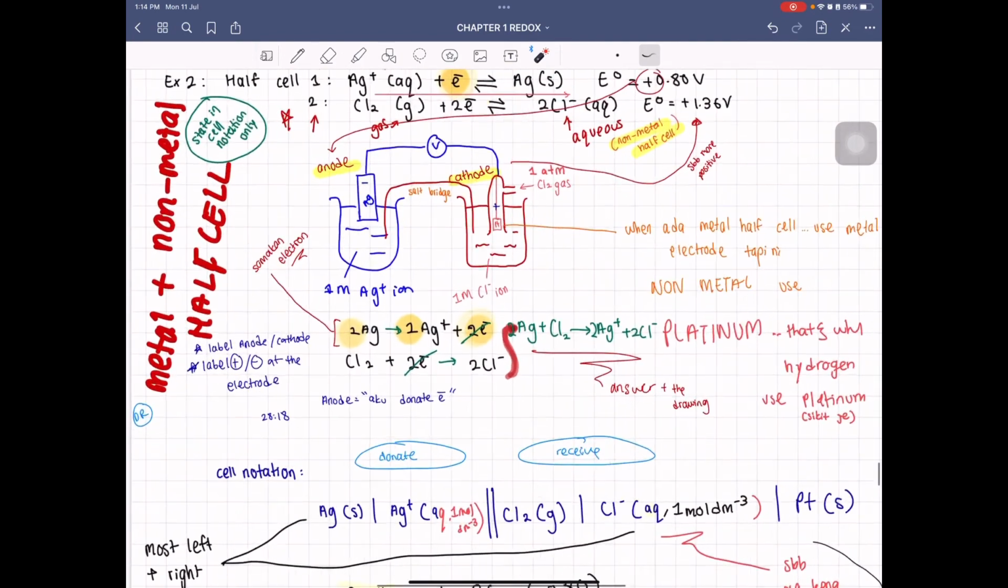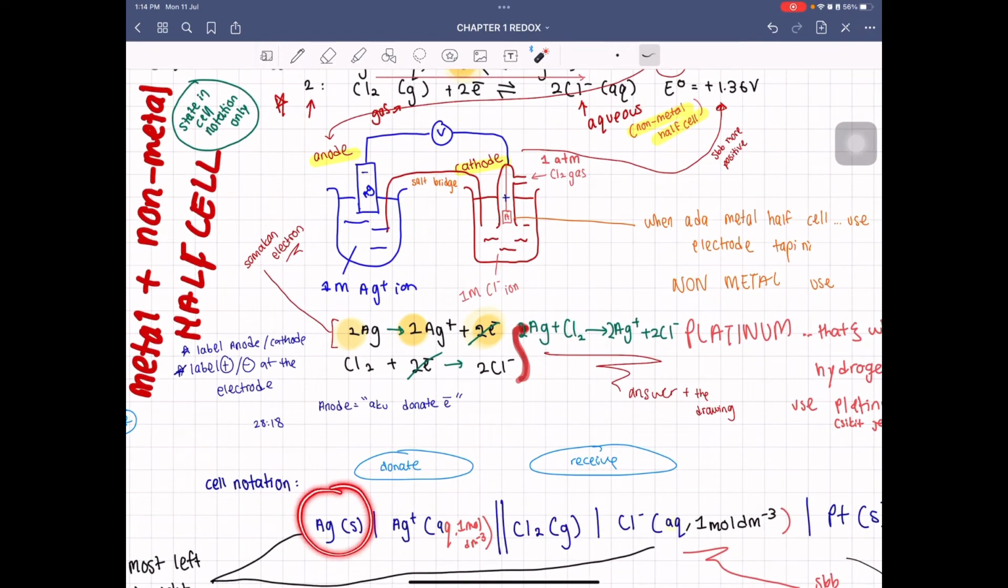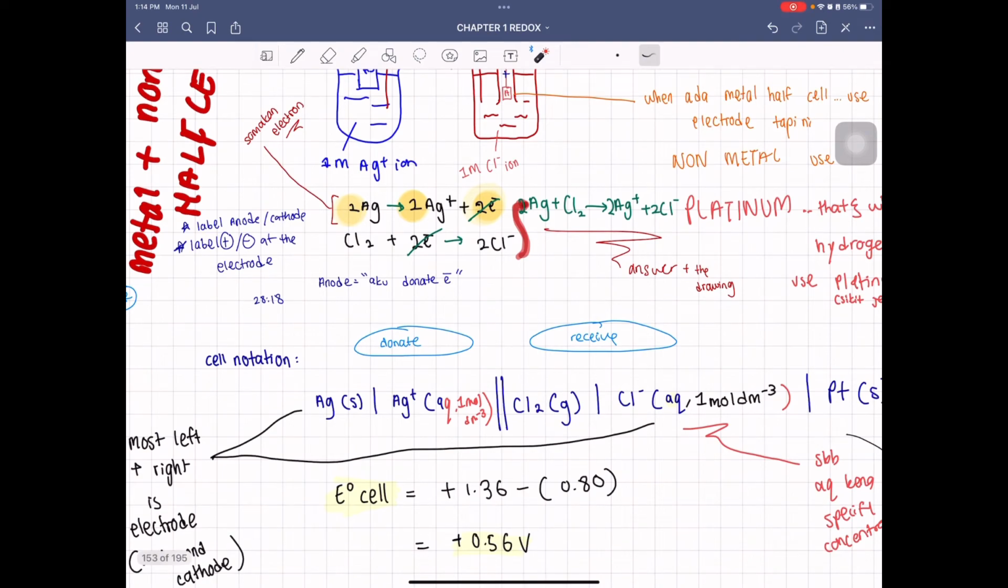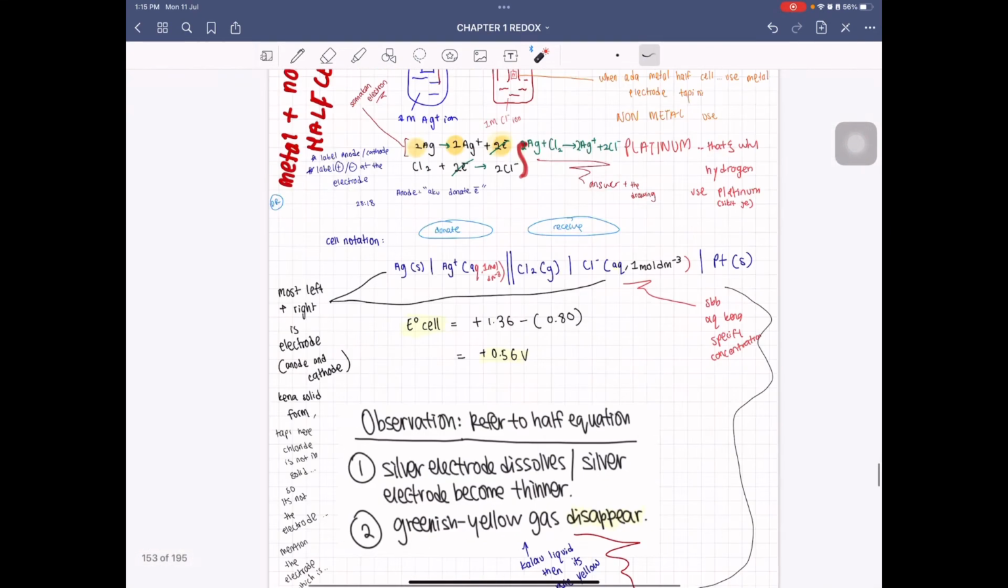Then observation, kita tengok sini. Before dia donate, dia normal solid, dia normal atom, normal metal. But after dia donate, dia dissolve. So the silver electrode has dissolved. Whereas, now, before this, the chlorine gas ada, and it's a greenish yellow gas, but now dia disappear sebab dia tukar jadi chloride ni. That is it.